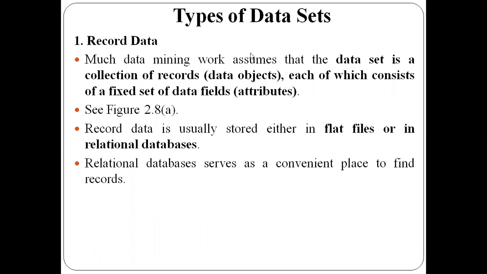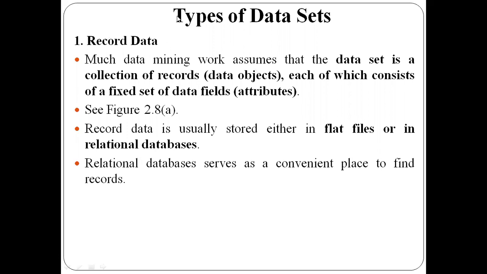Now coming to the types of data sets. Mainly we have three different kinds of data sets. The first one is record data, the second type is graph based data, and the third one is ordered data. These are the three different types of data sets which we will be studying here.